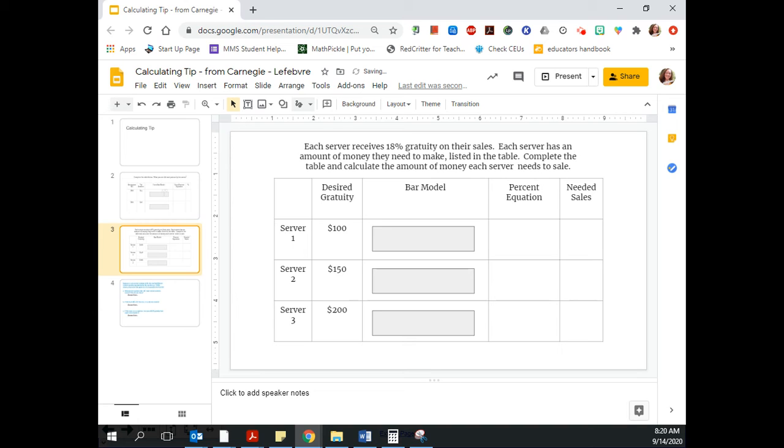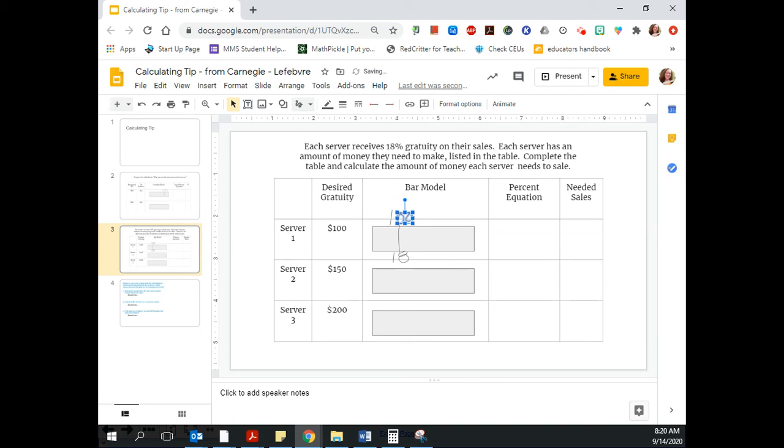So in these, the hint I'm going to give you is if server 1 wants to take home $100 worth of gratuity or tips, and we know that that's got to be 18% of his sales, then I need $100 to equal 18% on my bar model. So I would put in 18% here. Of course, I keep forgetting to do that. And then on the top, I know that's got to equal my $100.